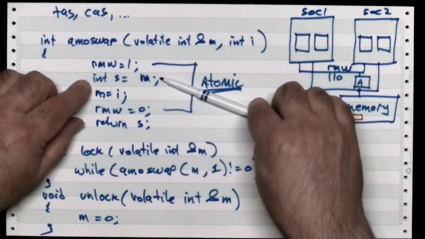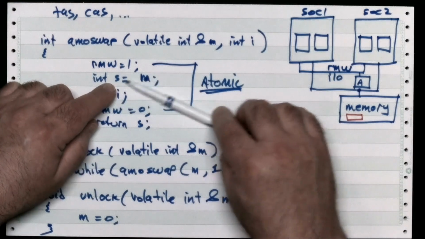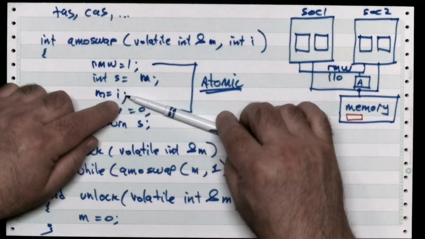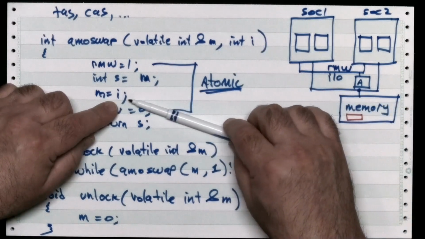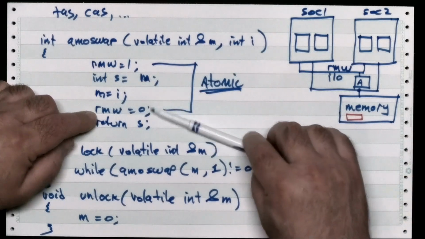Okay, so say we want an atomic operation. It's our turn, so we're going to say, tell me the current value of the lock and store it in S. That will be setting S to 1 in this example. It will then set M equals I, which is 1. It's already 1, so that will be no change. Tell the arbiter we're done. Return S.